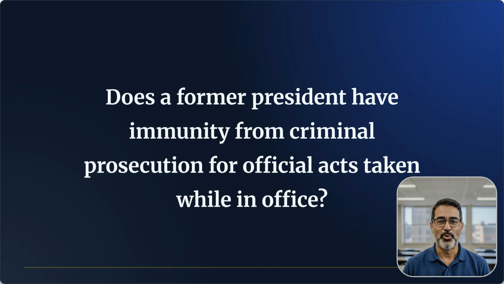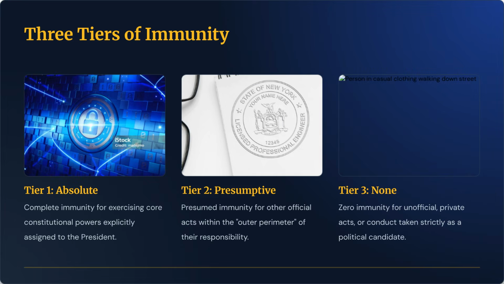The core constitutional question was whether a former president has immunity from criminal prosecution for official acts taken while in office. The court's decision hinged on the nature of the presidential acts. The ruling established 3 tiers of immunity. Tier 1 grants absolute immunity for core constitutional powers. Tier 2 grants presumed immunity for other official acts within the outer perimeter of their responsibility. Tier 3 grants zero immunity for unofficial or private acts.